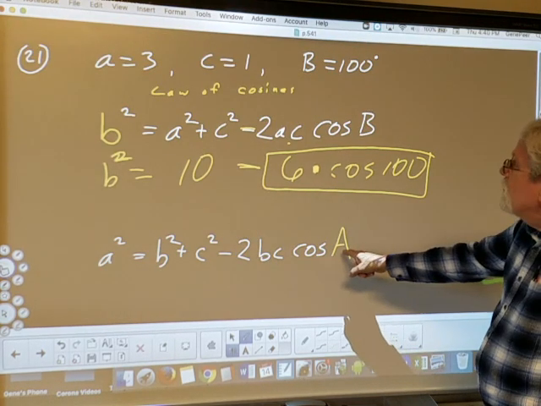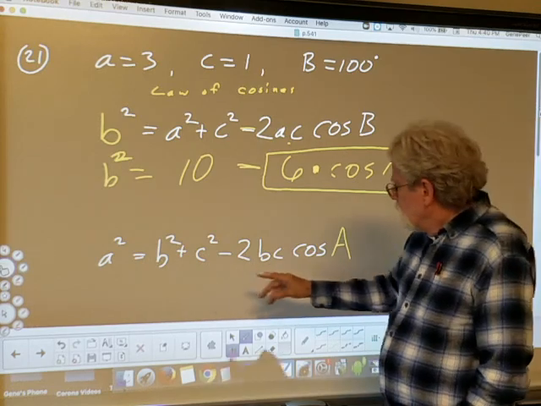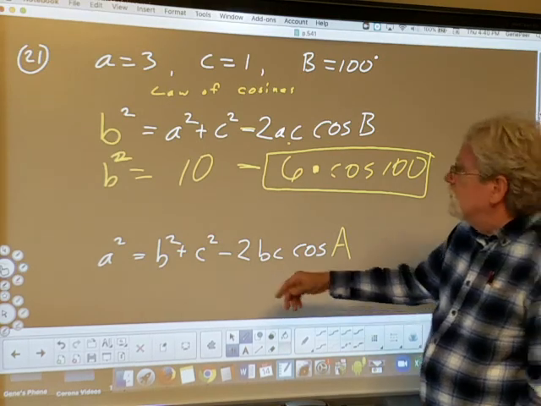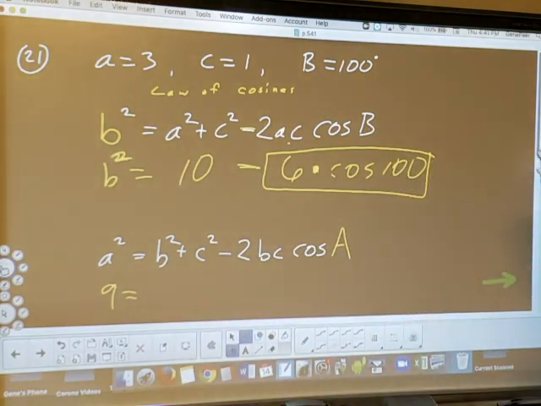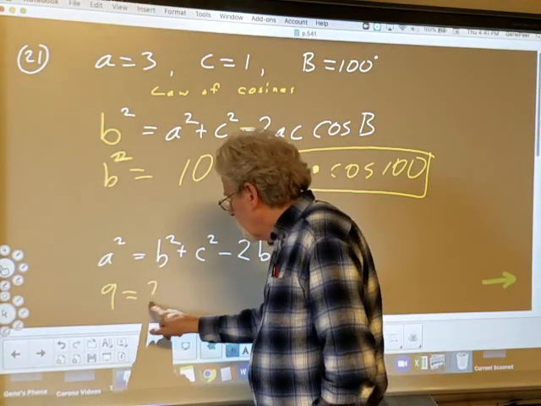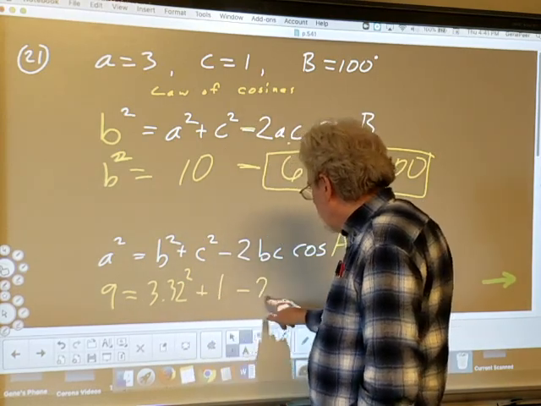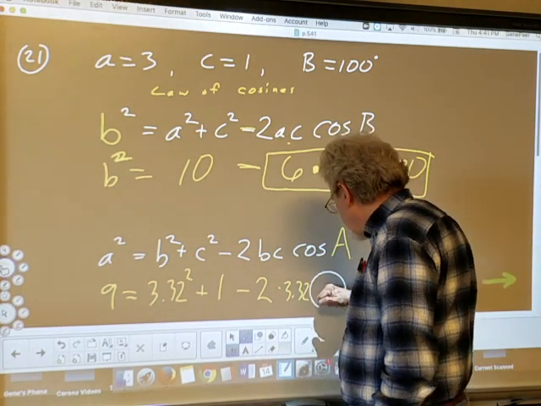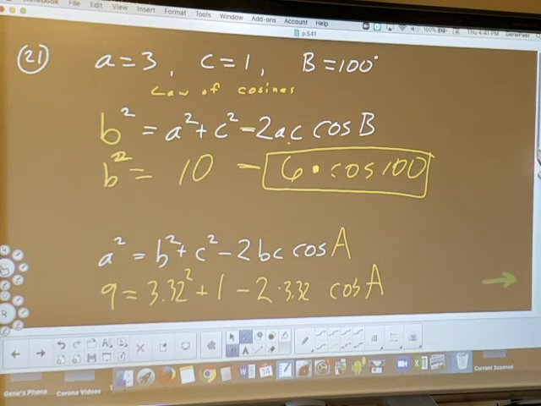Define what's left. To find angle A, we once again use law of cosines. We're looking for angle A, so we start with a squared, which we now do know. Well, we knew it before. That's 9 equals b squared. Well, we know what b is now. B was, where is it? Oh, right there, 3.32, approximately. 3.32 squared plus c squared minus 2 times b times c, 3.32 times 1, I'll leave that off, times the cosine of my unknown angle. Notice I know everything except the angle.